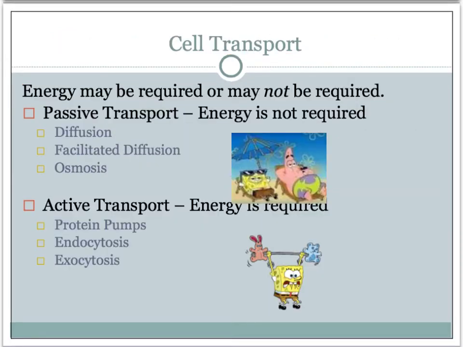Now that we've briefly talked about the cell membrane to review, let's talk quickly about different types of transport. We'll start by talking about passive transport and the different types of passive transport. The important thing to remember for all passive transport is no energy is required for it to occur, whether we're talking about diffusion, facilitated diffusion, or osmosis.